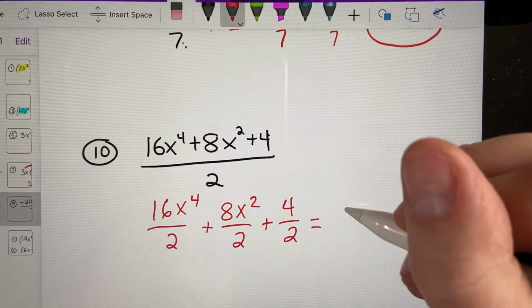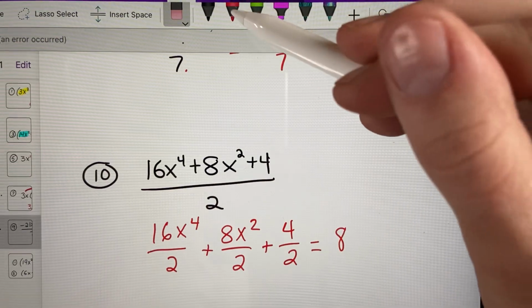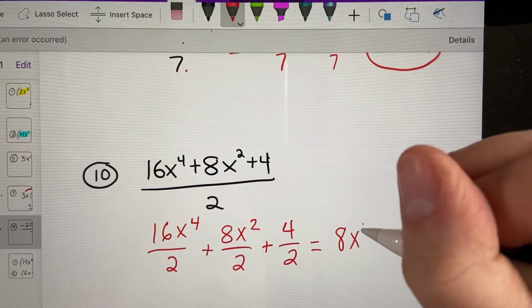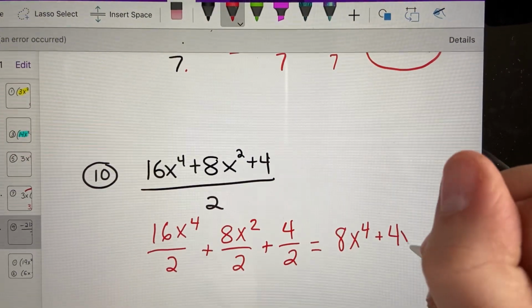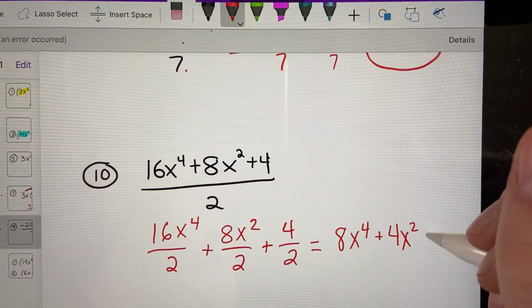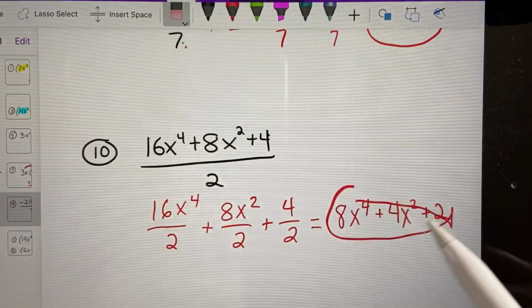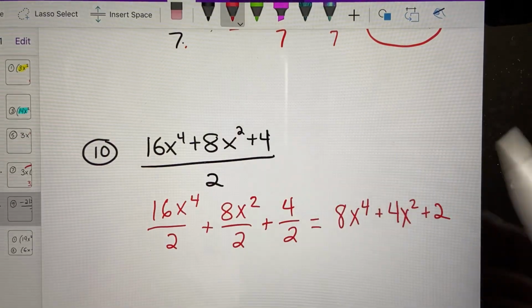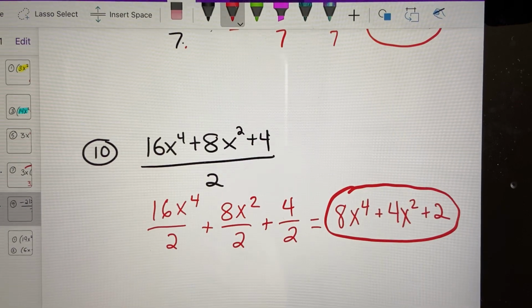16 divided by 2, that makes this 8x to the fourth. And then 8 divided by 2, that would make that plus 4x squared. And then 4 divided by 2, that would make that plus 2. And that's it, 8x to the fourth plus 4x squared plus 2 would be your final answer.